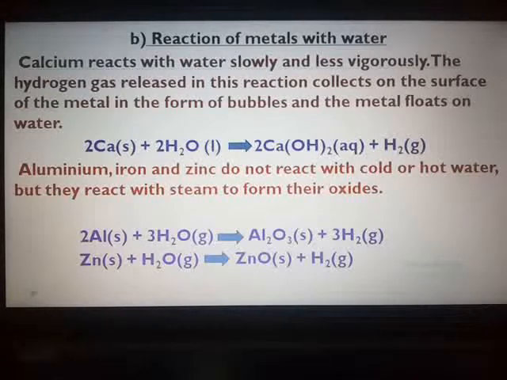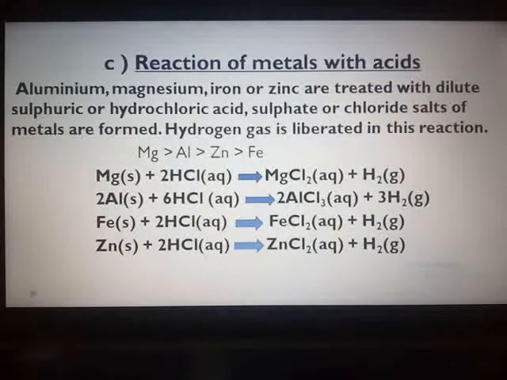Our new topic for today is reaction of metals with acids. In the textbook it is given with oxygen, so the heading is wrong. Just make the change there in old textbooks, page number 95. C is reaction of metals with acids.